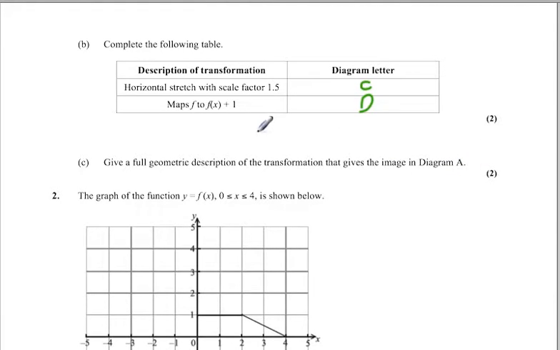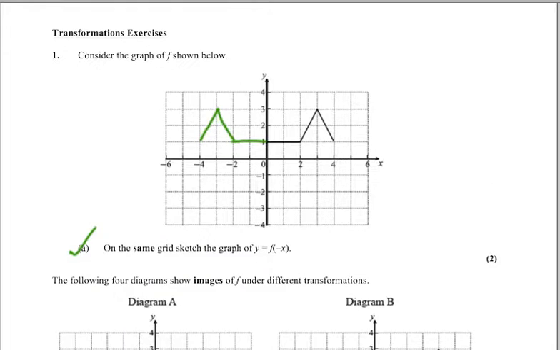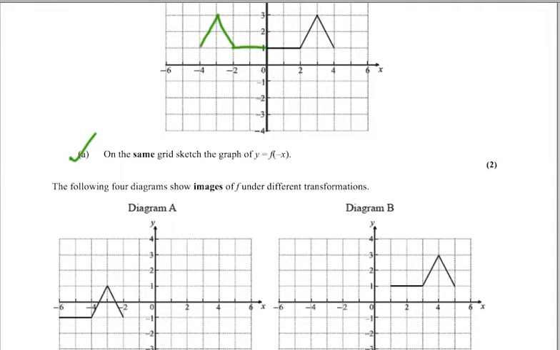Okay, so give a full geometric description of the transformation that gives the image in diagram A. So let's look at diagram A. If this is the original, and we want to find the geometric description that goes from here to here, so let's just take a look. Let's look at this point 4, 1, right, this point right here. We can see that there's been no stretch because it looks exactly the same. So it must just be a translation. So this 4, 1, this point has been moved all the way to -2.